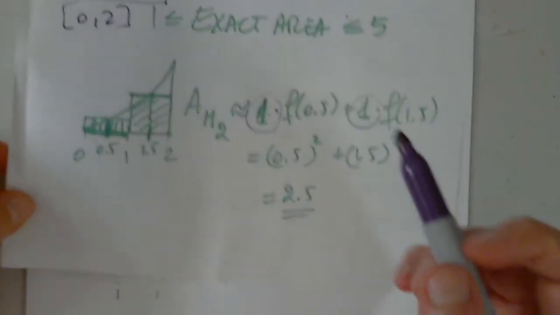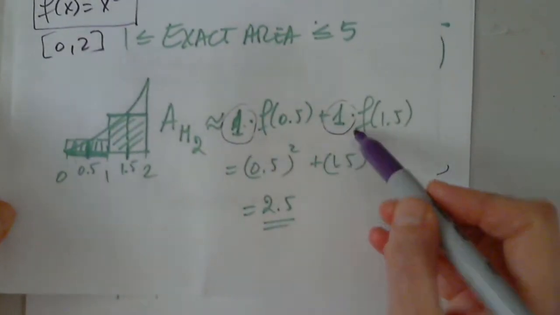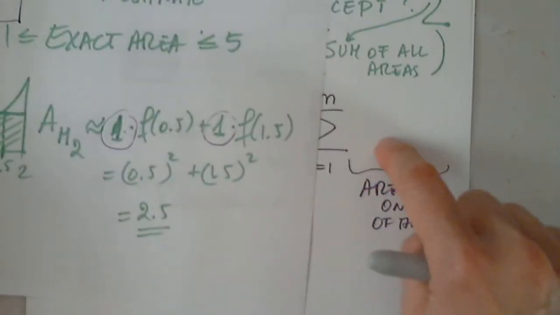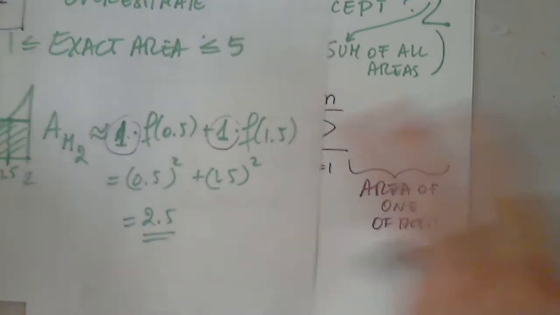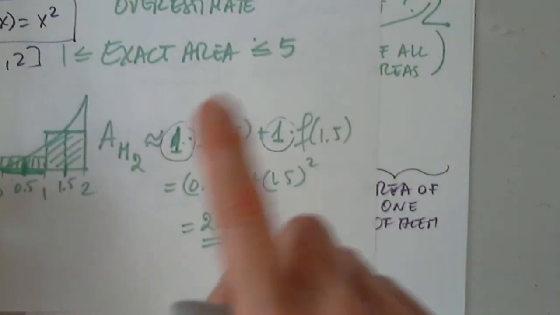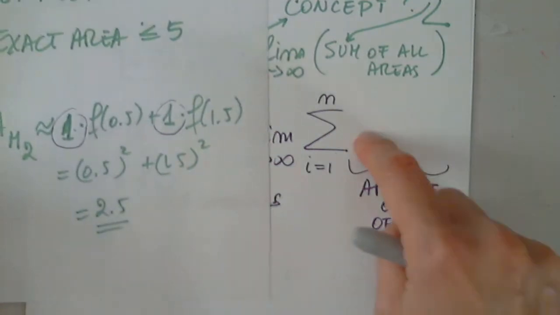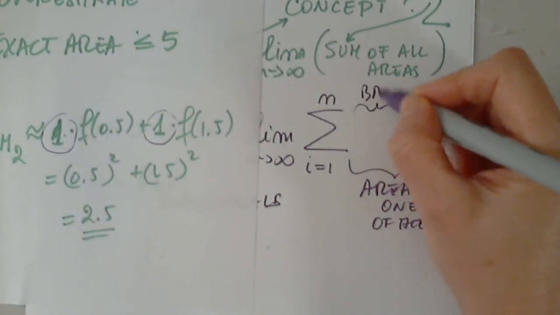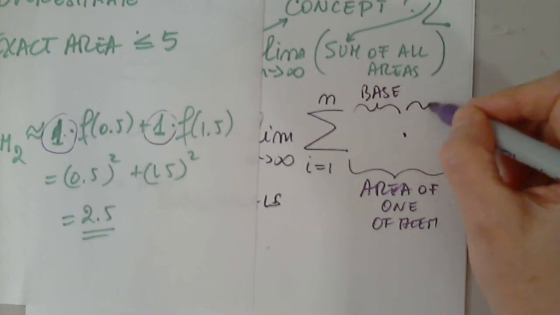Okay, so first I have to identify what this is. You understand that in here, I have to have this number times the function for all of them. The base times the height plus the base times the height. So it's going to be the base times the height, base times height. I'm going to write it here as well. Base multiplied by height.